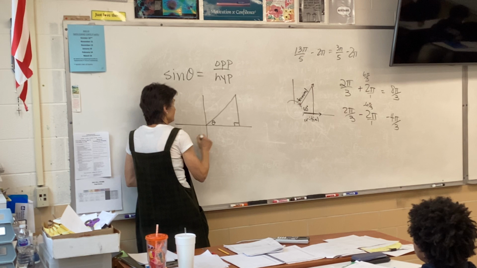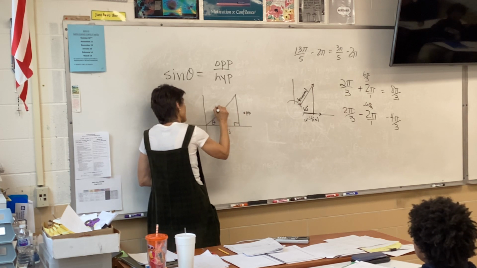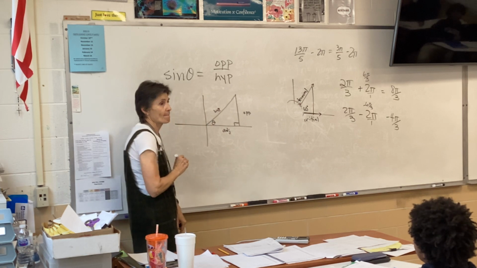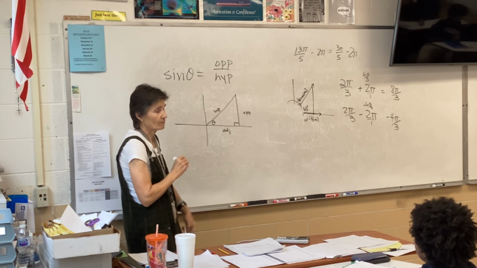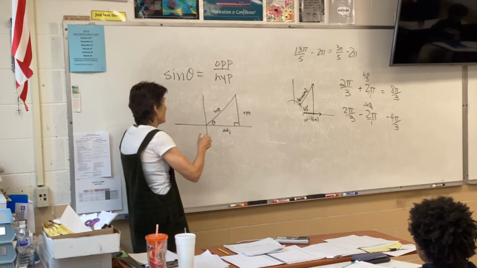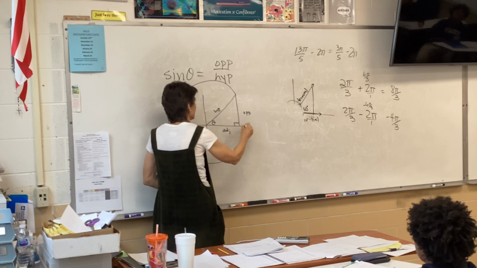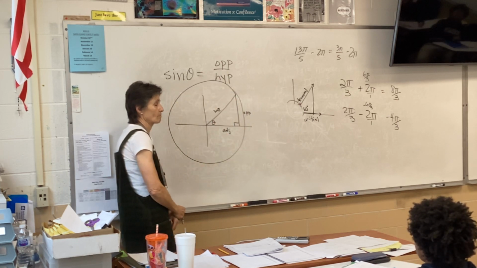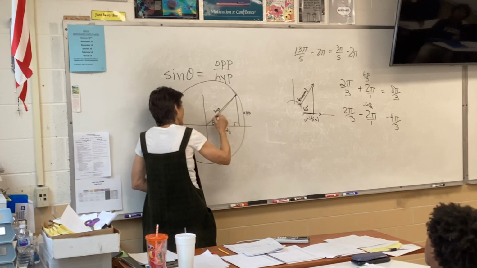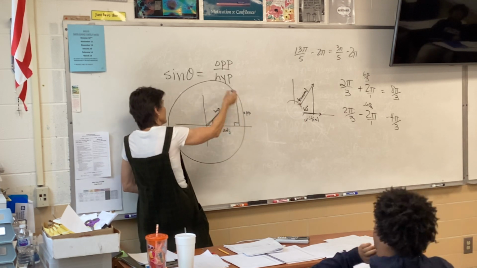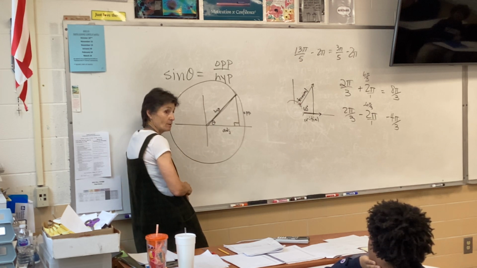If this is theta, we said this was opposite, this was adjacent, and this was hypotenuse. Right? Every time. I'm going to draw a big circle around here containing that point. And then, instead of calling this the hypotenuse, what can I call it in terms of that circle? The hypotenuse is the radius.